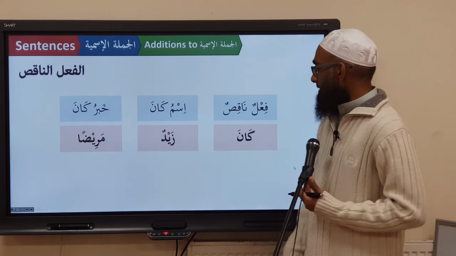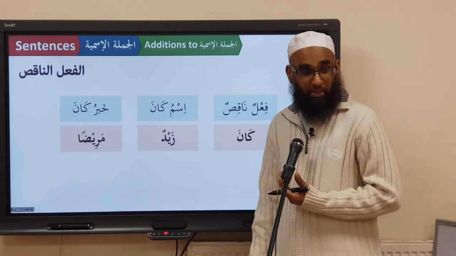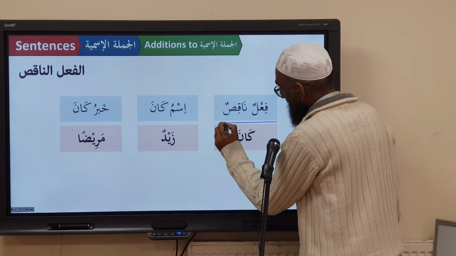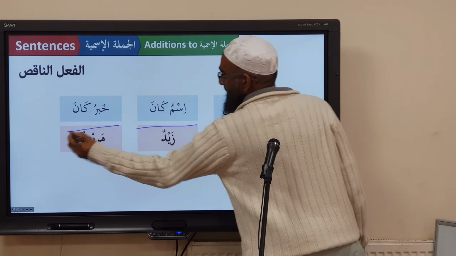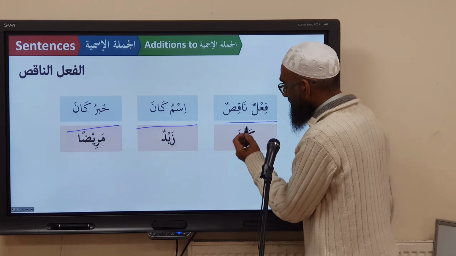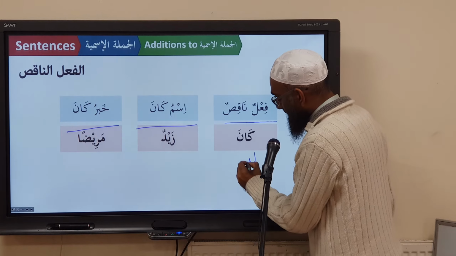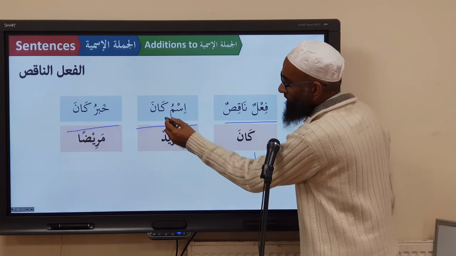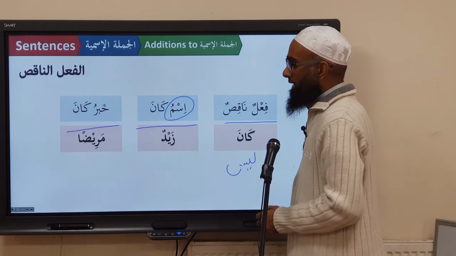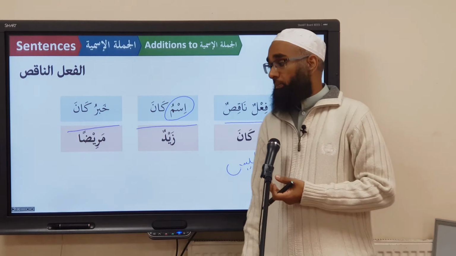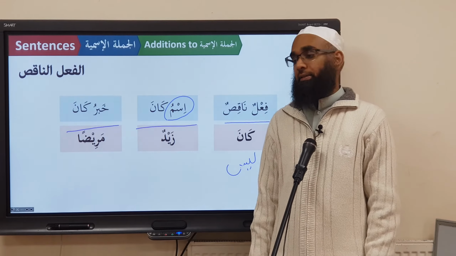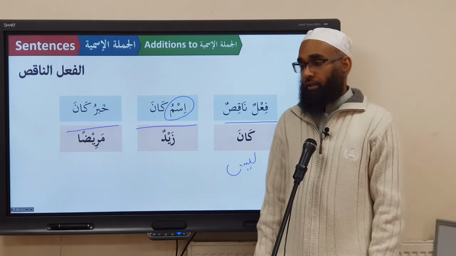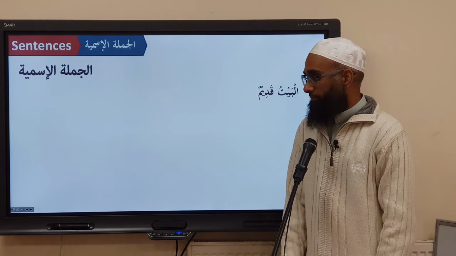And how do you do the tarkeeb of this? Remember, tarkeeb, you have to label it. So you write your text in black ink, you get a blue pen, you label each part, and in blue ink you write fa'lun naqisun, kana the fa'lun naqis. Even if it was laysa, you say laysa is the fa'lun naqisun, and then it's not mubtada anymore. What's it called? The ism of kana. And maridan is the khabar of kana, khabaru kana. So call it ismu kana and khabaru kana. Do you understand? You following me?